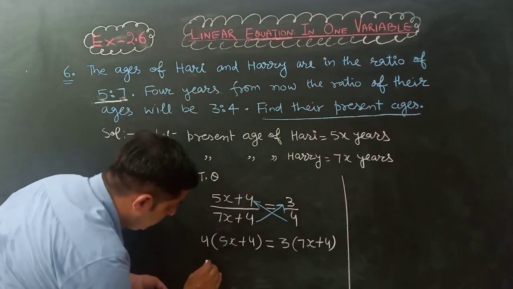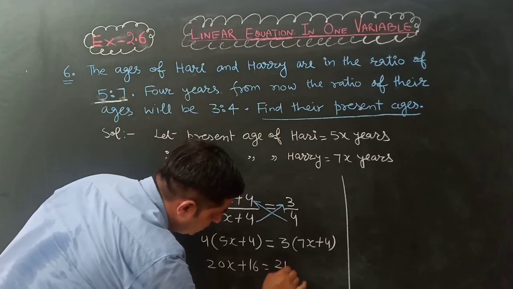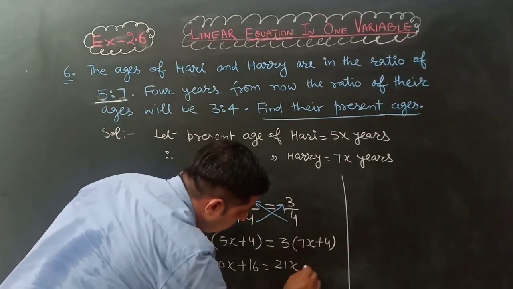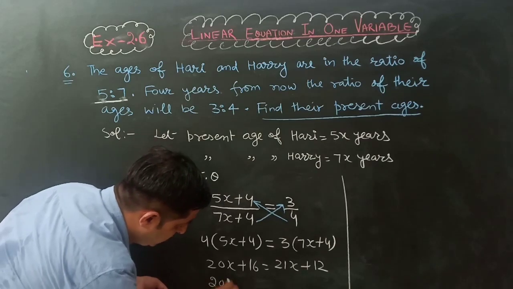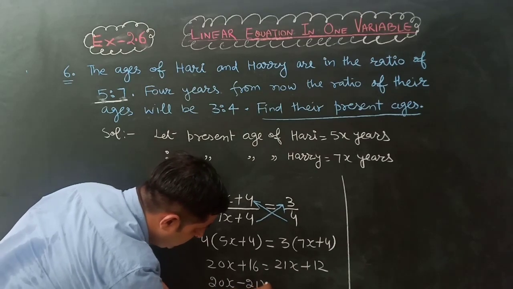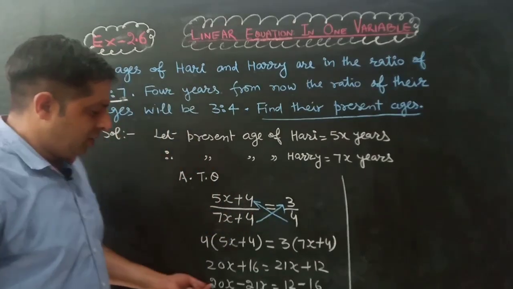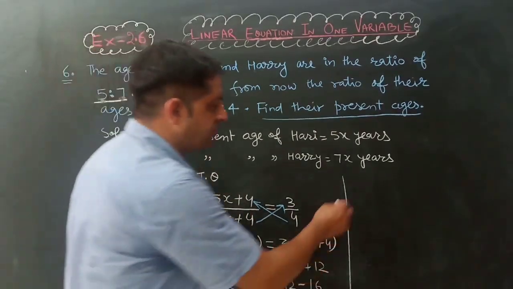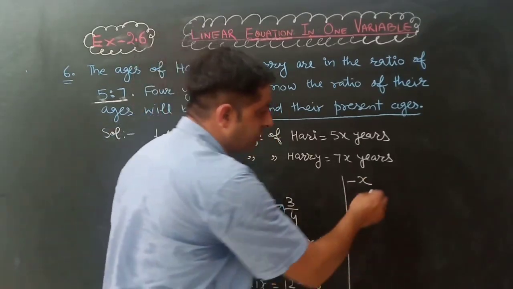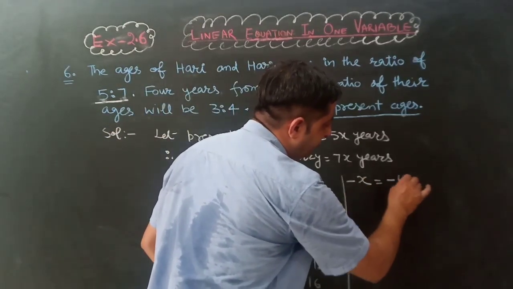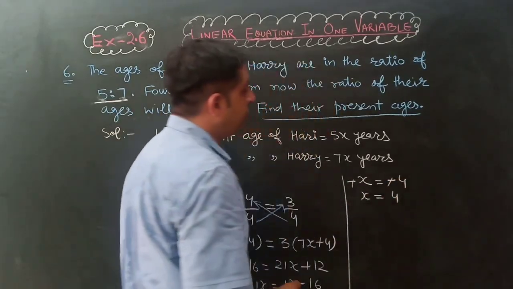Now 20x plus 16 is equal to 21x plus 12. Now shift 21x to this side: 20x minus 21x is equal to 12 minus 16. Now 20x minus 21x gives us minus x, and 12 minus 16 gives us minus 4. The minus signs cancel, so x is equal to 4.